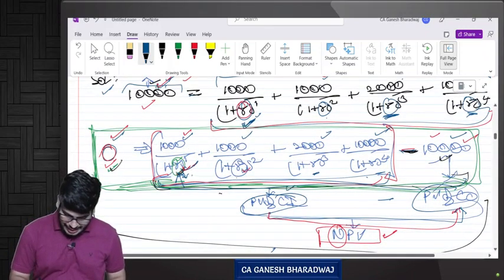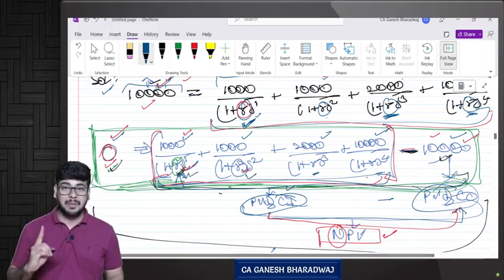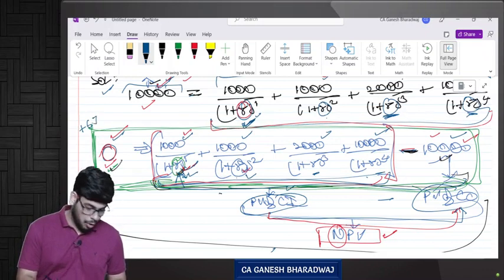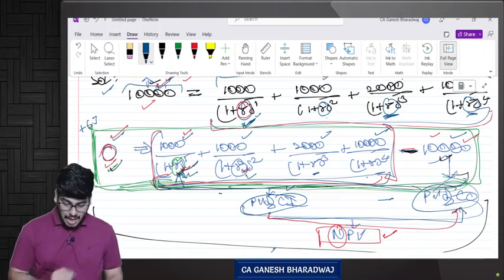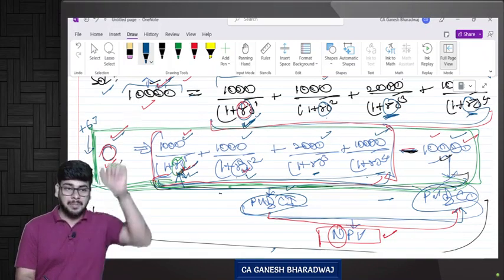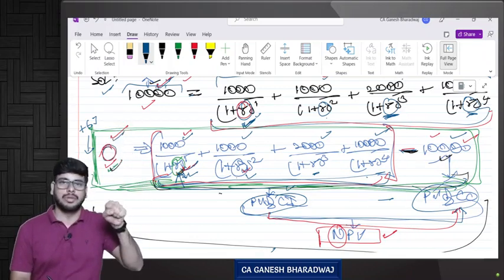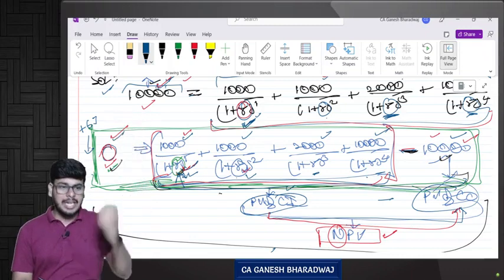If I take my R as 10%, I am getting a positive NPV of how much? 67. Correct? Now, I want my final NPV to drop. I want my NPV, the final answer, to come down. Correct? Because it is positive 67. It has to come to 0.